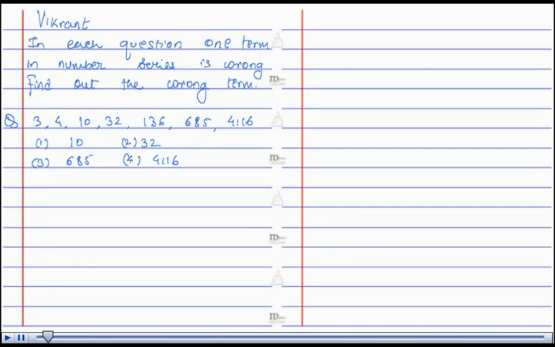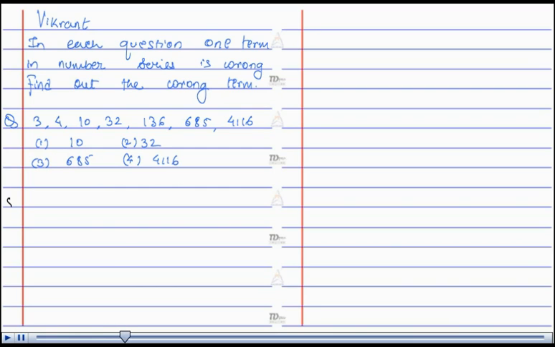Hello, I am Vikrant. In each question, one term in the number series is wrong. Find out the wrong term. The series is 3, 4, 10, 32, 136, 685 and 4116.